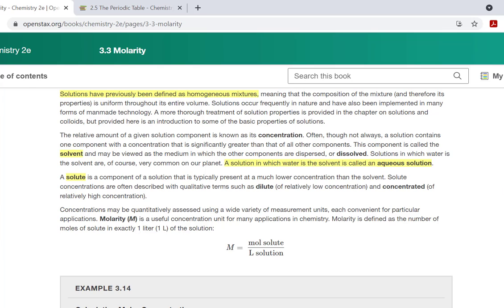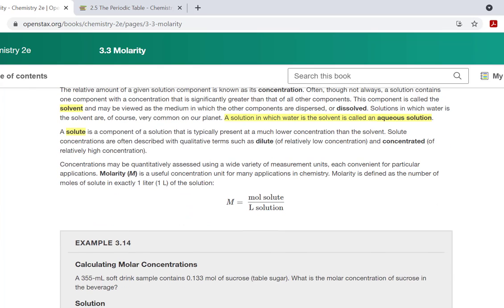We have ways of measuring these things. And the way we'll be using in this course is molarity. So molarity is a measure of the concentration of a solution. And we define molarity as moles of solute per liter of solution. Okay, moles of solute per liter of solution.